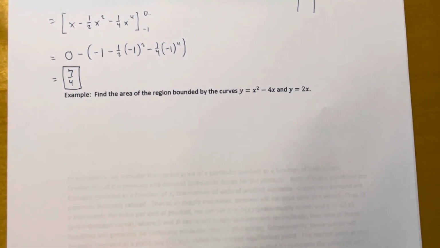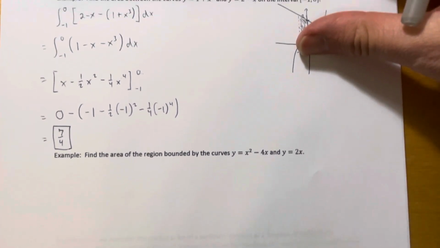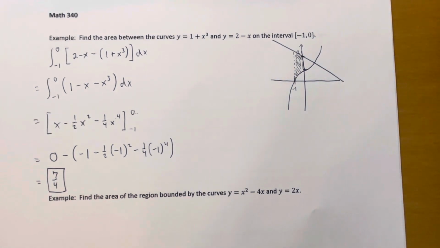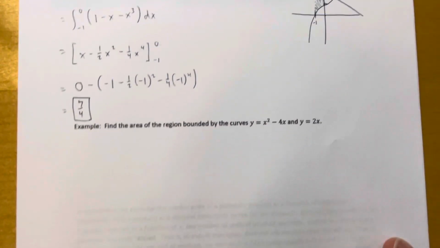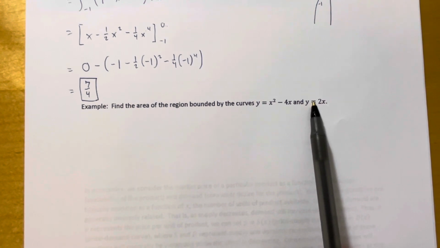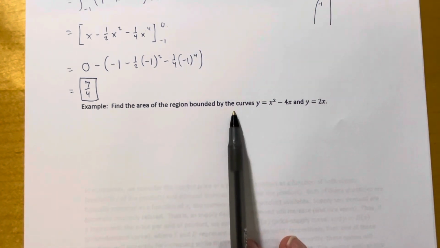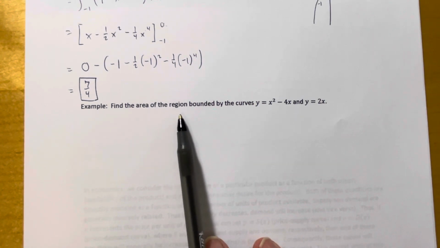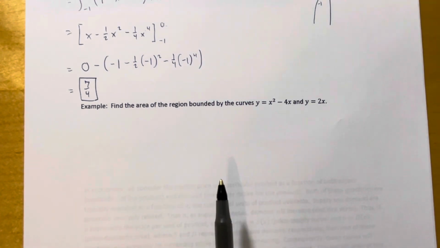Find the area of the region bounded by the curves y equals x squared minus 4x and y equals 2x. What's different about this problem compared to the previous problem is that in the previous problem, we were given an interval to integrate over, whereas in this problem, we are not told an interval. In fact, this problem is phrased a little bit differently. It doesn't say the area between the curves, it says the area of the region bounded by the curves.